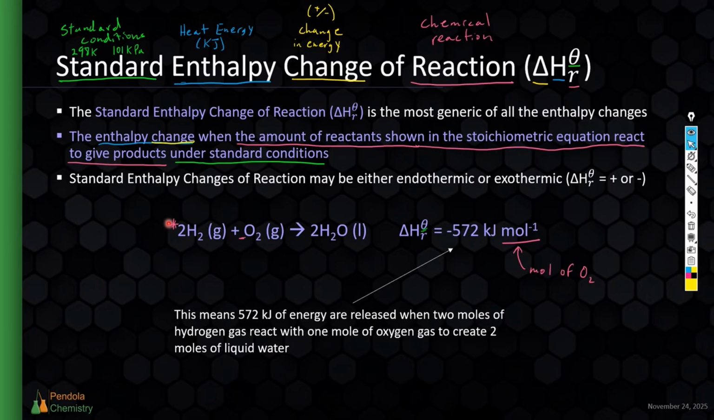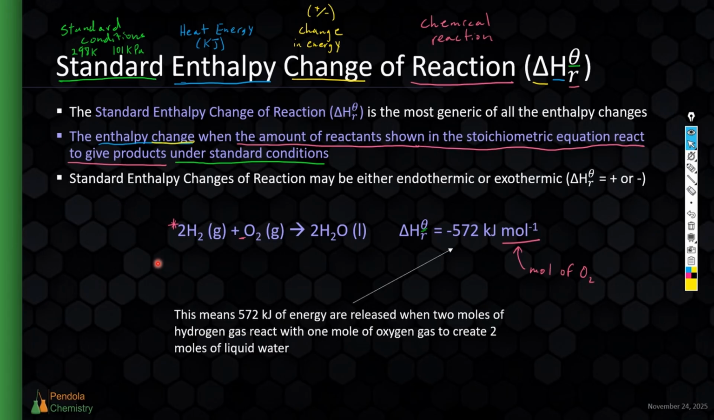So if we reacted 4 moles of hydrogen, we will get twice as much heat being released. If we created 4 moles of water, we will get twice as much heat being released. If we reacted 3 moles of oxygen, we will get 3 times the amount of energy being released. So that's why these definitions are very important, because when we say the standard enthalpy change of reaction of the reaction between hydrogen and oxygen is negative 572 kilojoules, we mean that 572 kilojoules of energy are released, because it's negative, for every mole of oxygen that reacts with 2 moles of hydrogen to make 2 moles of water.